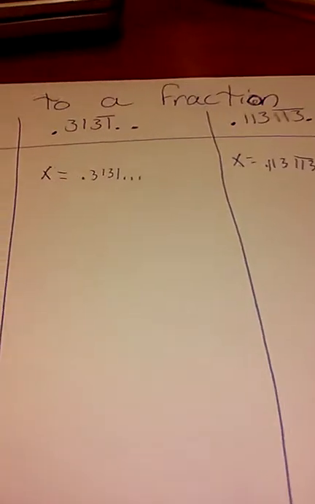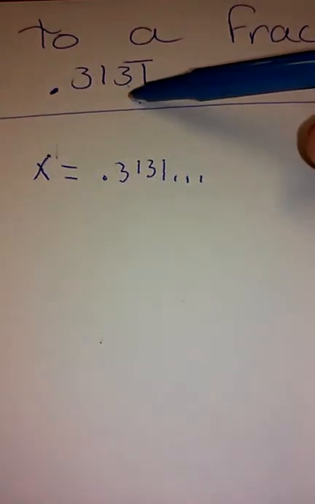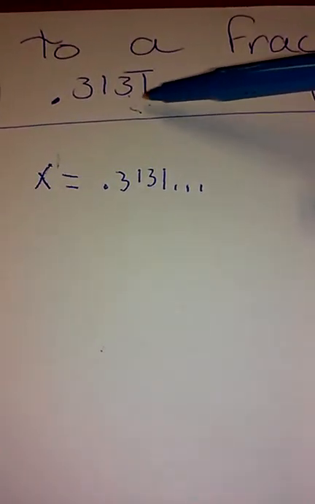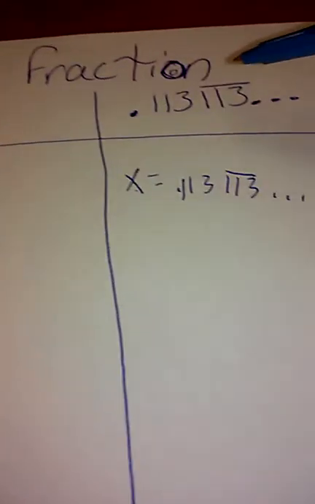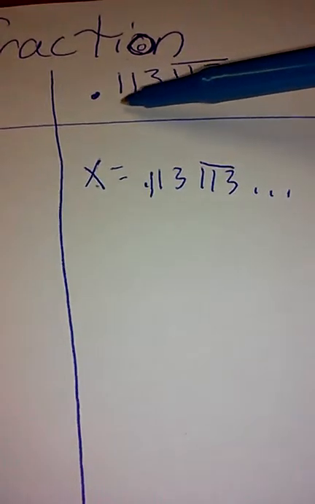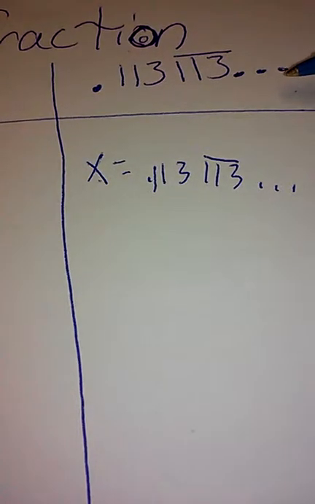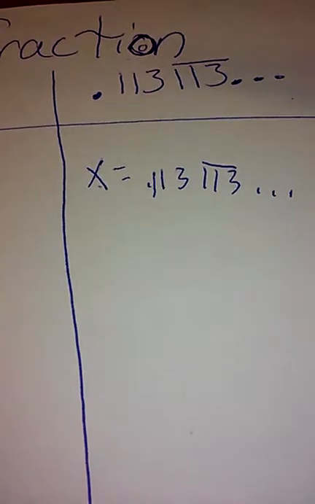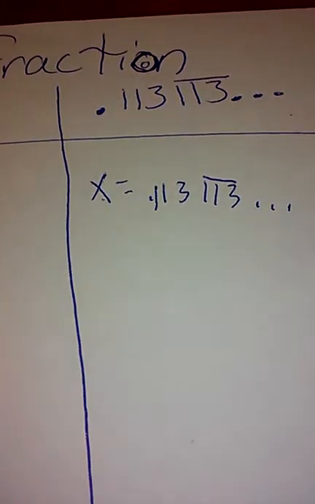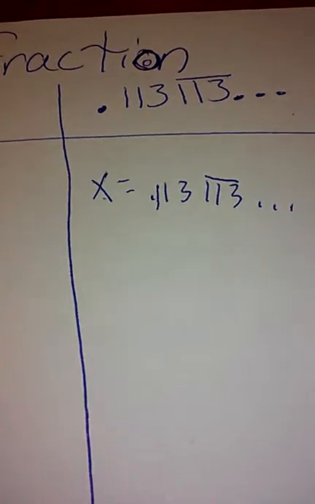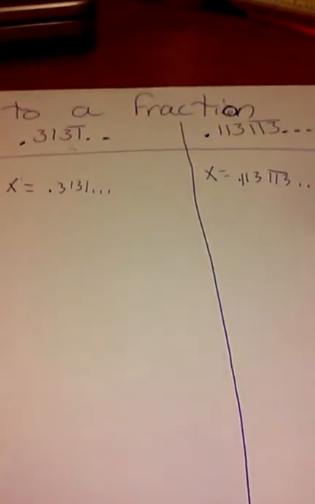Bring them to class. This one has, count how many are repeating. 2 numbers are repeating, a 3 and a 1. Use the power of 10 that has 2 zeros. This one has 3 numbers repeating, 113, 113. Since it has 3 numbers repeating, you're going to use the power of 10 that has 3 zeros. So bring these problems to class so you can get credit for them.